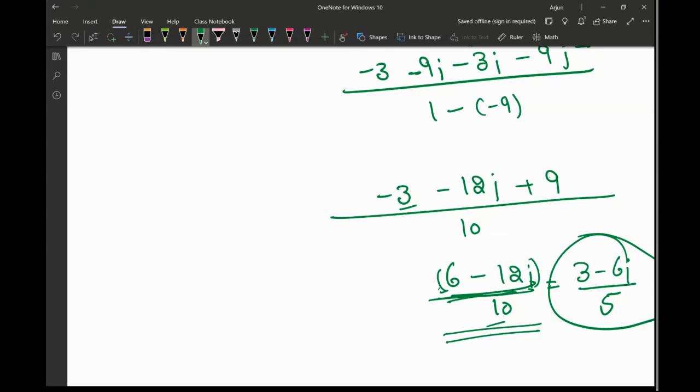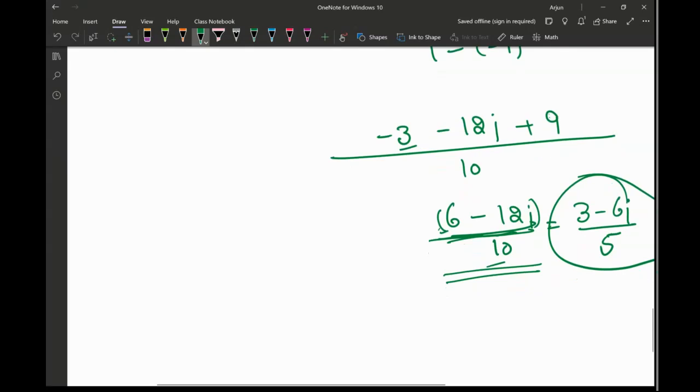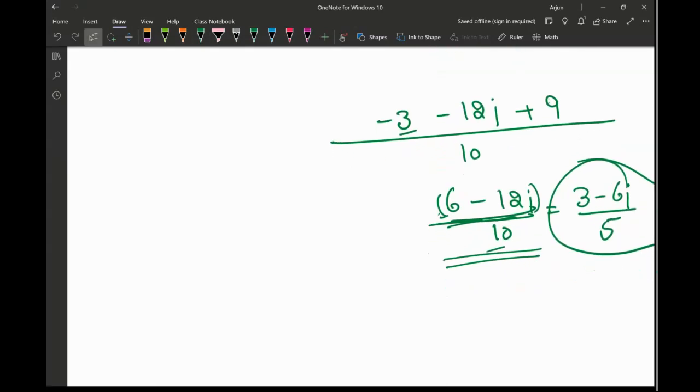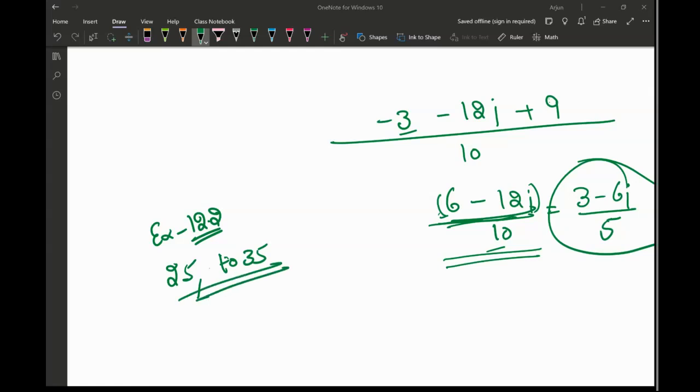So this was the introduction of the complex number. Hopefully you were able to understand something out of it. My recommendation to you guys is to try and do exercise 12.2, questions 25 to 35, exercise 12.2.